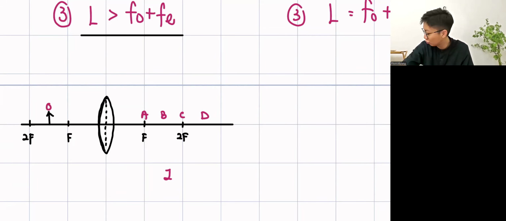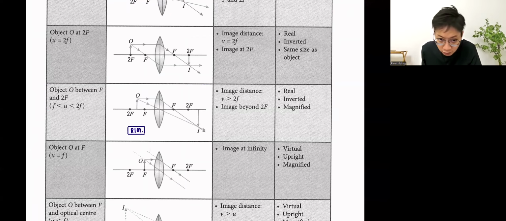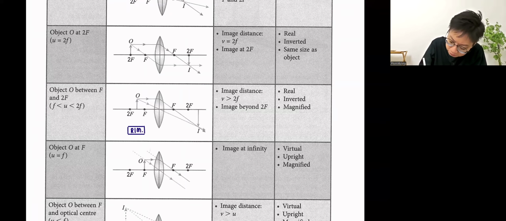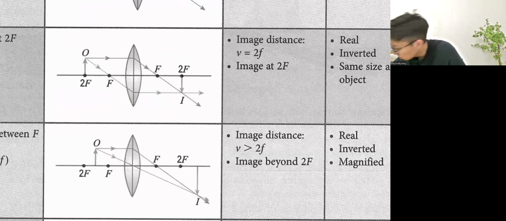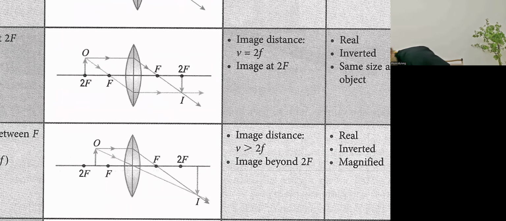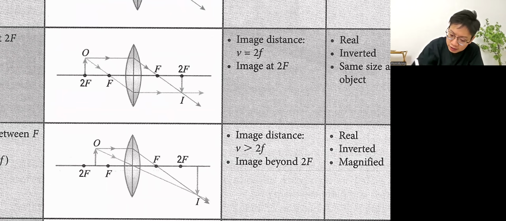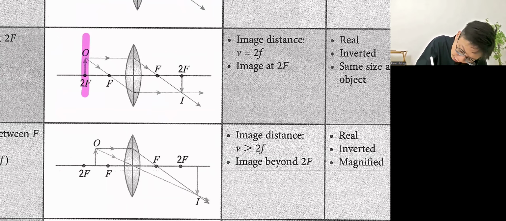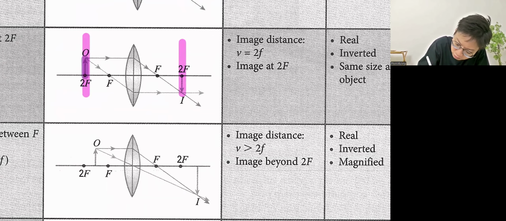I show you the textbook stuff. See, guys, the rule is this. Now if this is 2F, and this is 2F, if my object is at 2F, my image will be at 2F.